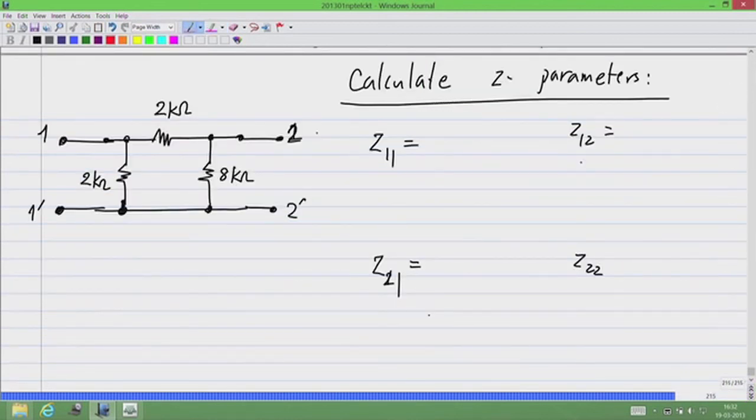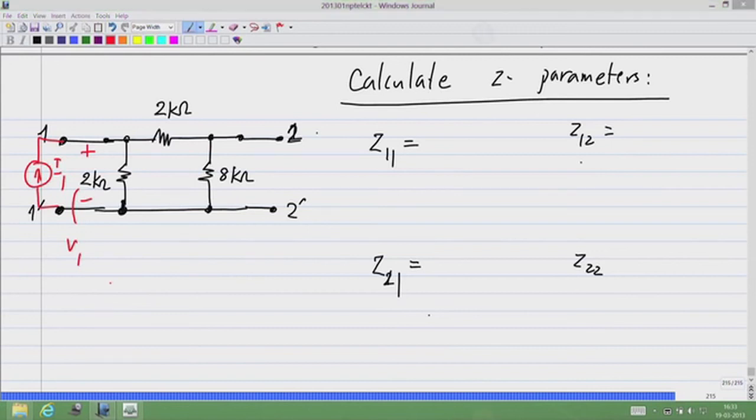Okay. So let's do that for this case. First of all, to calculate Z11 and Z21, we have to open circuit port 2. Okay. So that means that basically you don't connect anything here, right? This is open circuited. And you apply I1, sorry, I made a mistake in this. You apply I1, and you measure the value of V1.